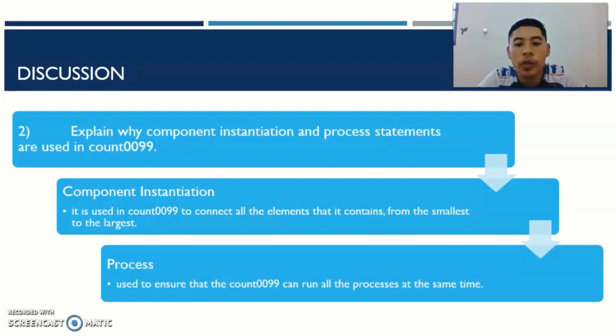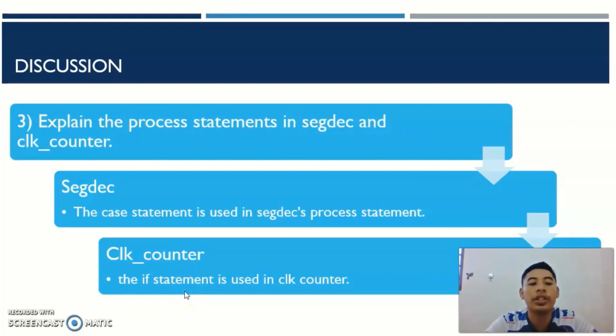The next question is to explain why component instantiations and process statements are used in count 0099. A statement that connects the elements in a circuit is called a component instantiation. As a result, it is used in count 0099 to connect all the elements that it contains from the smallest to the largest. All the elements that have already been declared can be connected to form a complete circuit, while the process statement is used to ensure that count 0099 can run all the processes at the same time.